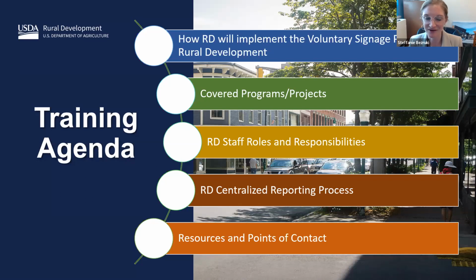2 to 3 years. So the goal for today's training, though, is to provide you with information about how rural development is going to implement this new voluntary signage policy. So you're going to be introduced to the new RD instruction, all of the covered programs and projects, roles and responsibilities of implicated RD staff, the RD centralized reporting process, and what resources are available to you and who your best points of contact are going to be.